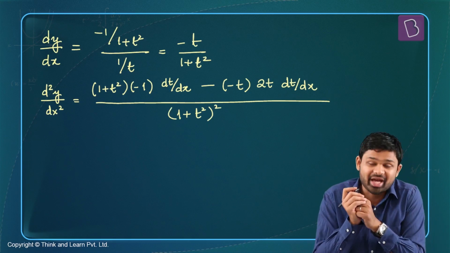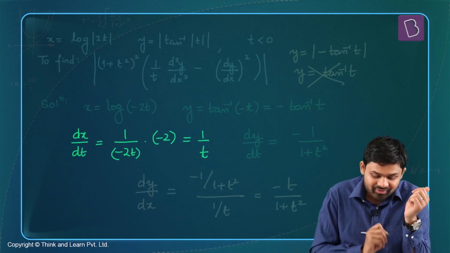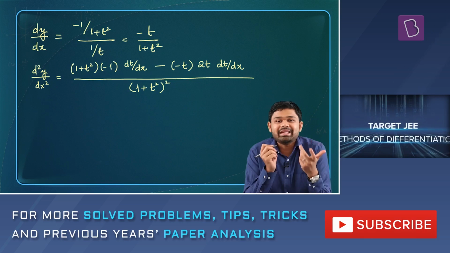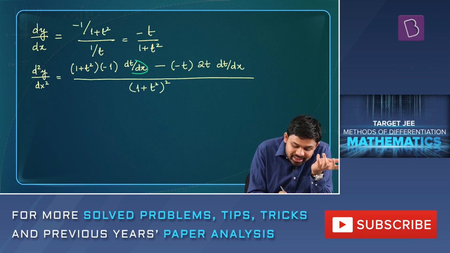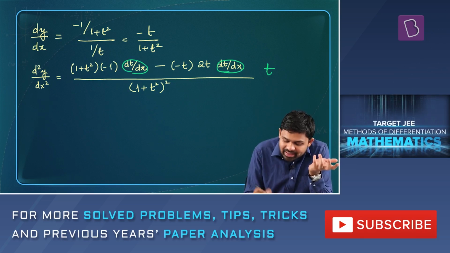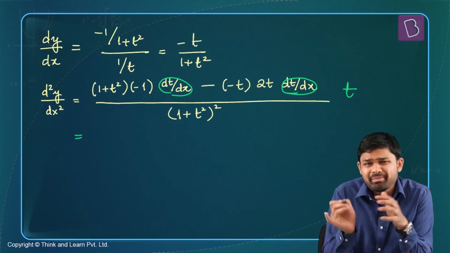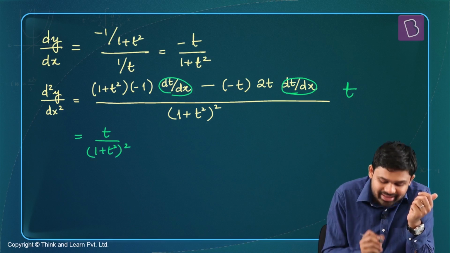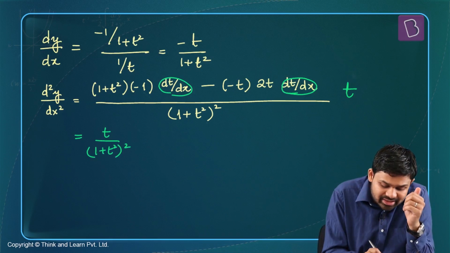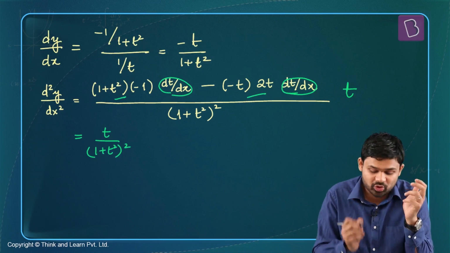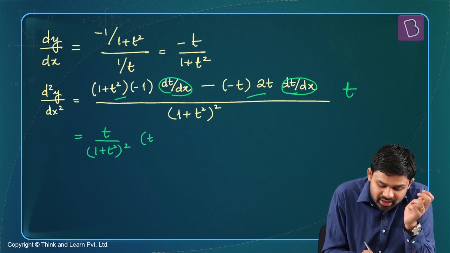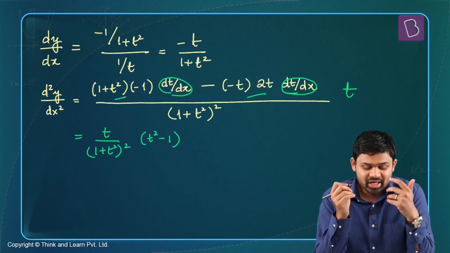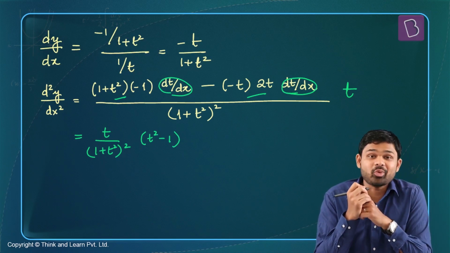Now it's a matter of just simplifying. What is dt by dx? Well, we have seen the value of dx by dt to be 1 by t. So dt by dx is going to be t. I'm going to replace dt by dx here by t, and then let me take that t outside, t by 1 plus t square, the whole square. Let me take that whole thing outside. Then you see that there is a minus t square here and a plus 2t square here. So from that, you're going to get t square minus 1. So d square y by dx square is going to be t times t square minus 1 by 1 plus t square, the whole square.